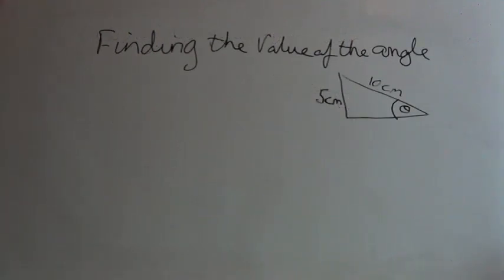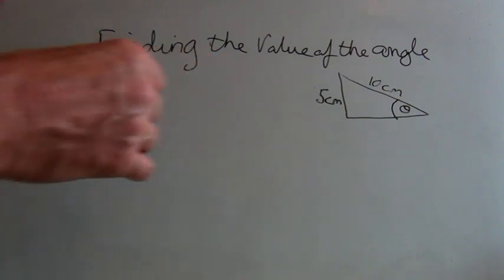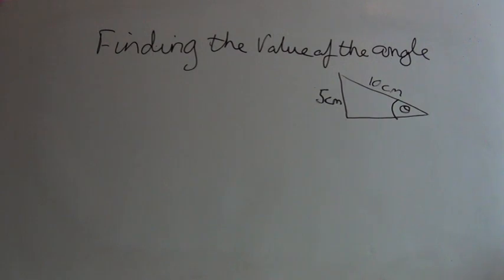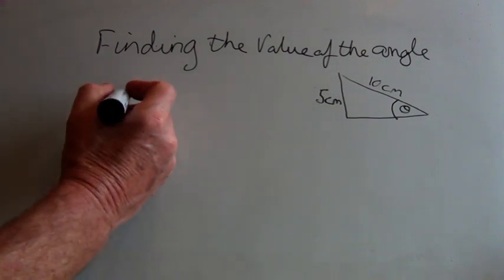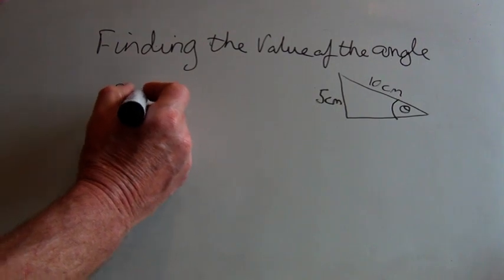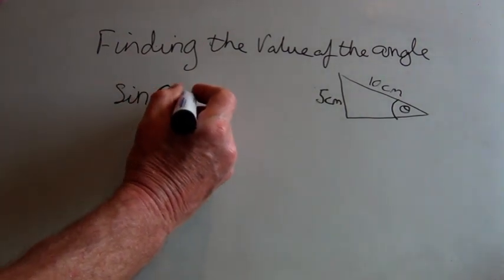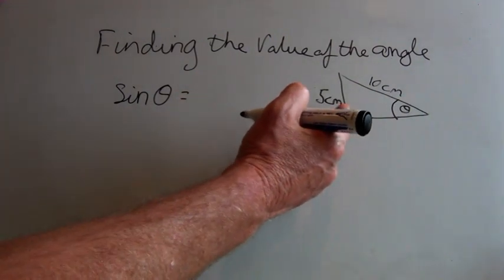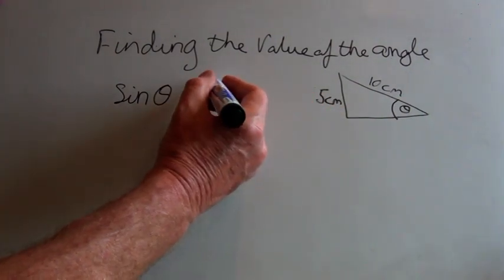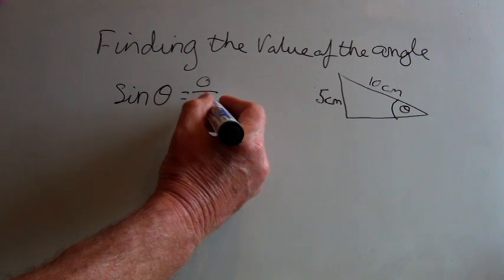Okay, so let's have a look at this example. Here we're given a triangle where theta is not given, but we're given the hypotenuse and we're given the opposite side. So we're going to use the sine function to find theta. So we say sine theta equals the opposite over the hypotenuse.